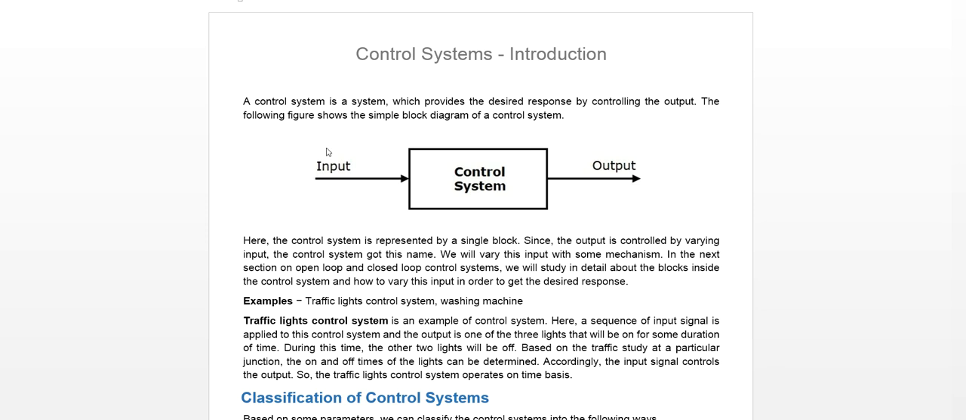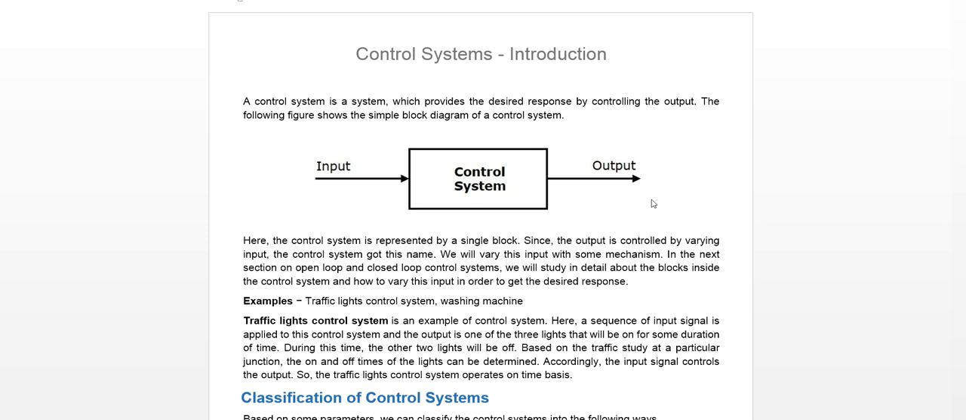At the left side, you have the input with an arrow moving to the right, and with the box in the middle, which is the control system. The control system here could be any process or function. Then from the control system to the right side, you have an arrow, and that represents the output. So input left, output right.